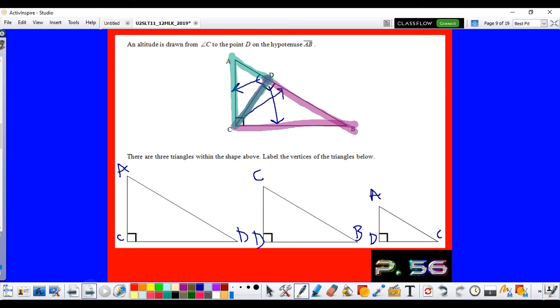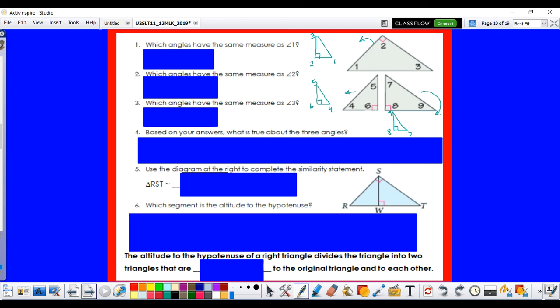Okay, so if you flip the page, this page is going to just ask us some questions. So if you want to take a minute and pause me and look at it and try to come up with some answers, then we can go through it and you can unpause and I'll still be here. So which angles have the same measure as angle 1? So hopefully you are looking at what I've drawn.